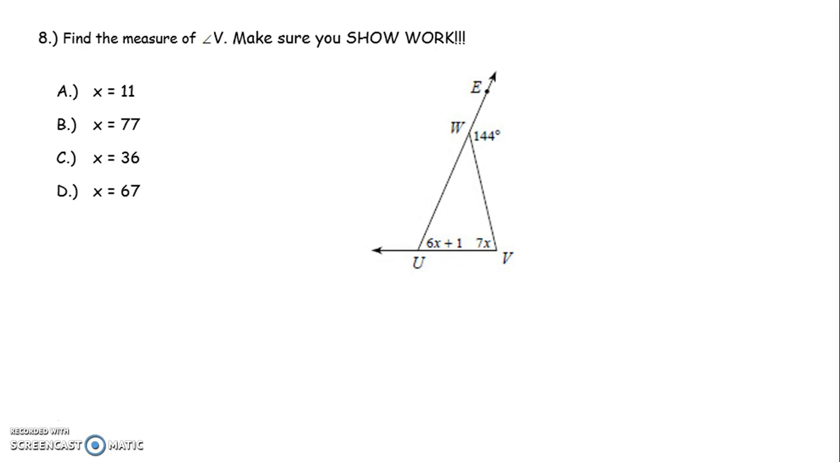All righty, find the measure of angle V. Make sure you show your work. Okay, great. Finding the measure of angle V. 2 ways to go about this. We could use the fact that if we have an exterior angle, the sum of the non-adjacent interior angles equals that exterior angle. That's one way.